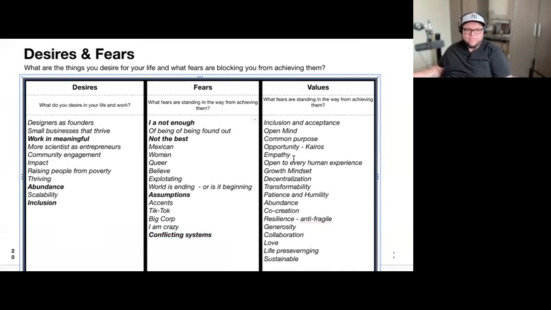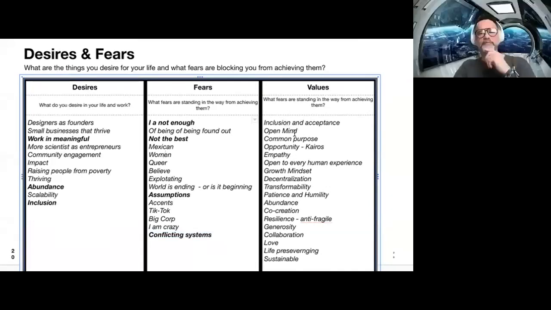All right, the last one, the top 3 values: inclusion and acceptance, open mind, common purpose, opportunity, kairos, empathy, open to every human experience, growth mindset, decentralization, transformability, patience and humility, abundance, open mind. I love that. Co-creation. Boom.